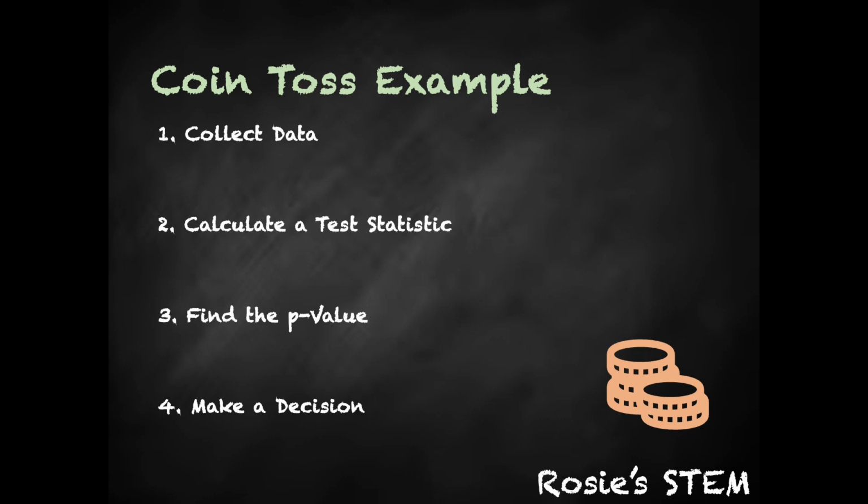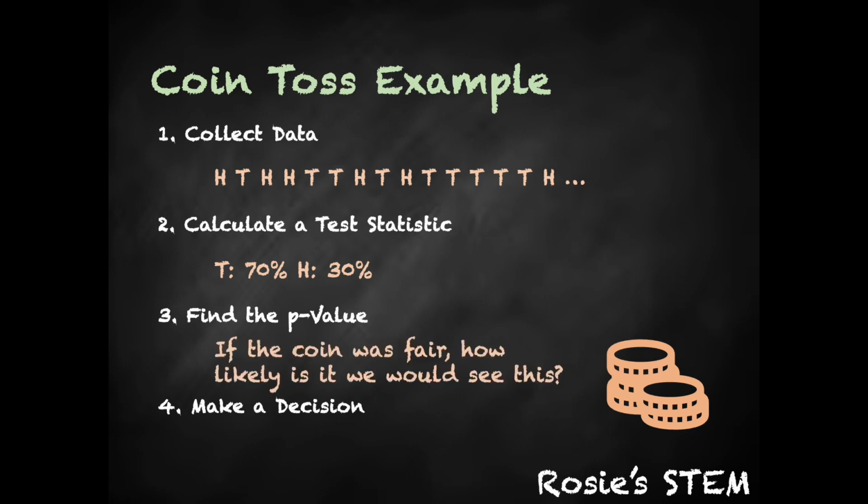So we follow the same steps. First, we have to collect data. So we flip the coin many times and count the number of heads and tails. We calculate a test statistic based on that data. In this case, we look at the proportion of tails. So we get 70% tails when we flip the coin a lot of times.